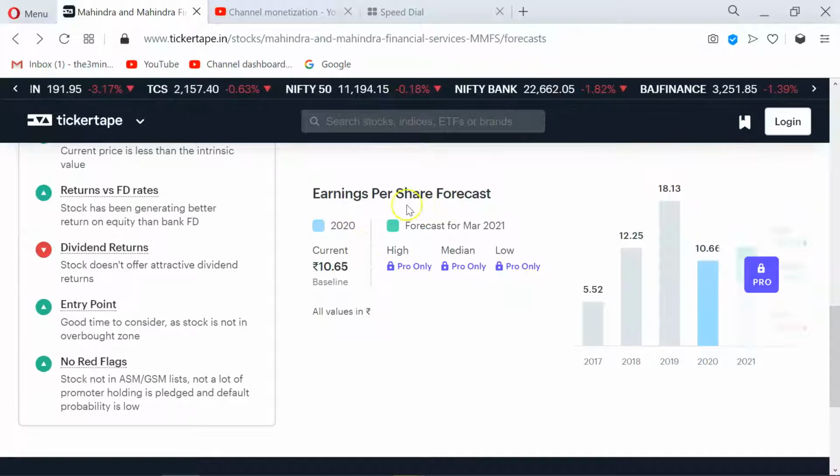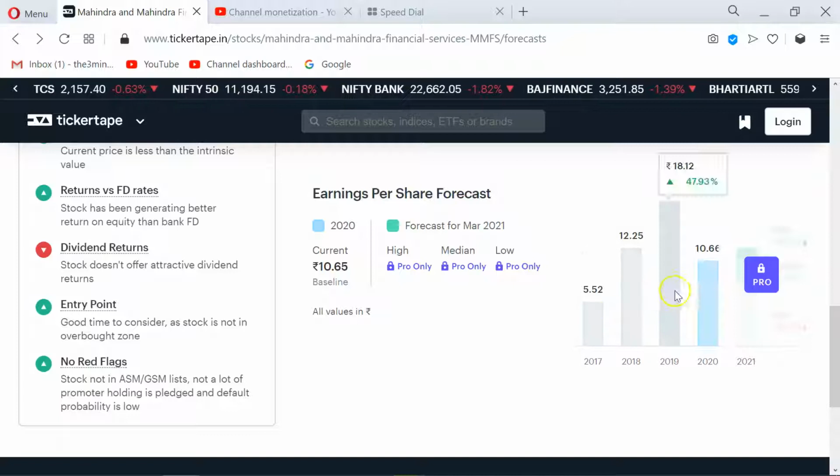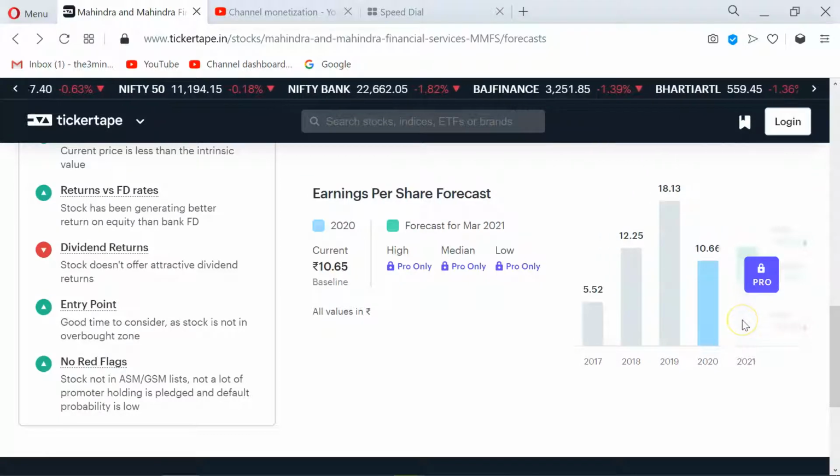Likewise, the earnings per share forecast. This is statistical data, and it is available even on the internet. But for 2021, no one can predict because currently we are in 2020. Even for the next year, they use some algorithms and predict the earnings per share values, the earnings per share forecast. But you need to be a pro member for that.